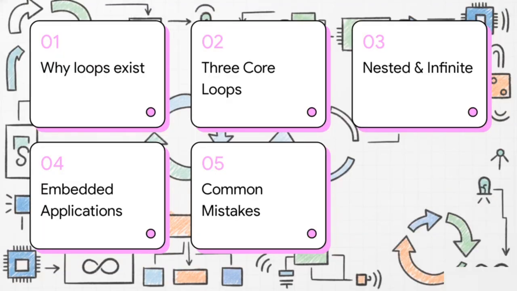All right, here's our game plan for today. 1. Why loops exist. 2. The 3 core loops. 3. Nested and infinite loops. 4. Real-world embedded applications. And 5. Common programming mistakes. Let's get into it.